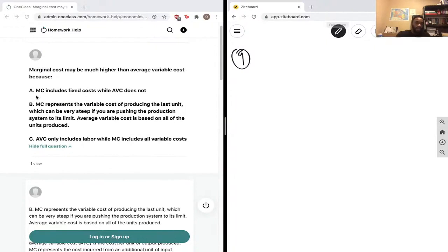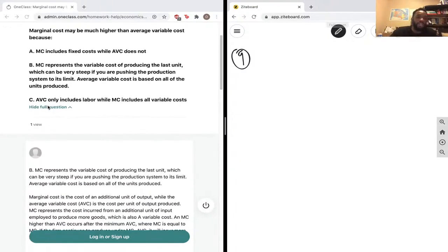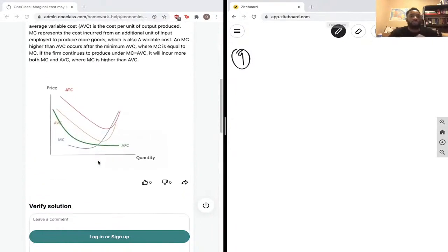But A is a partially right answer because marginal cost does include fixed costs, whereas average variable cost does not. And because marginal cost includes all the additional costs of bringing in a new output or a new unit, average variable cost won't reflect all the costs. It will only reflect the variable cost. So I think A and B are correct here, but the more complete answer is B. So we'll say this is correct.